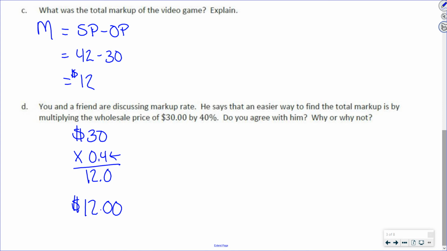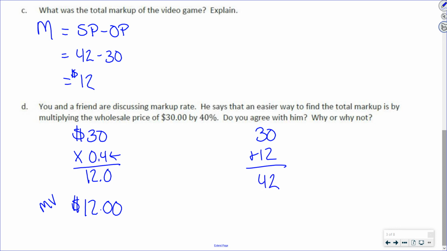Now, the only problem is your friend, if he had stopped right there, wouldn't have gotten the answer. See, I found the markup value. So we're going to call this MV. The markup value is the amount of money that the item is going to be increased by. This isn't my final price. This is just the value that is being added to my original price. So I still have to add that $12 to $30 to find out what my final answer would be, and that would be 42.